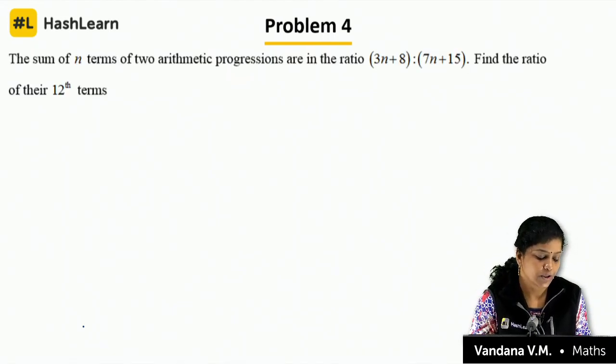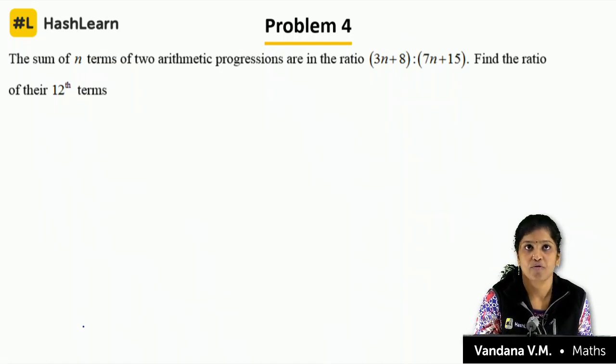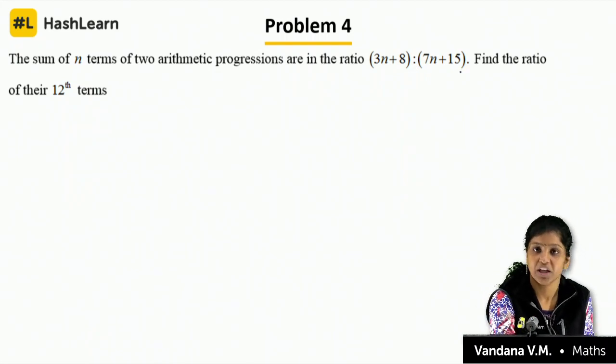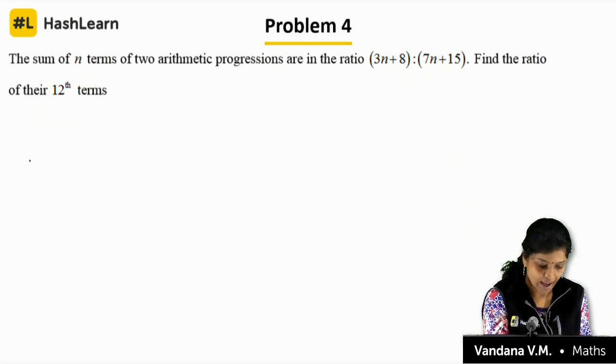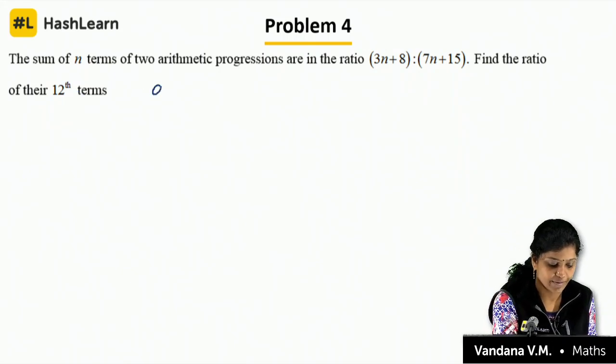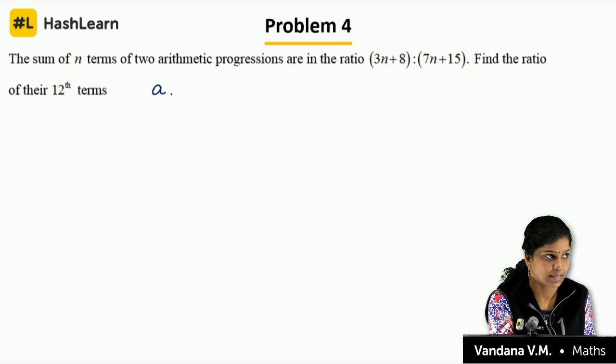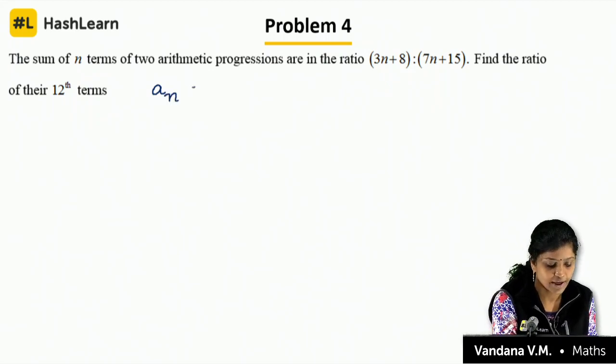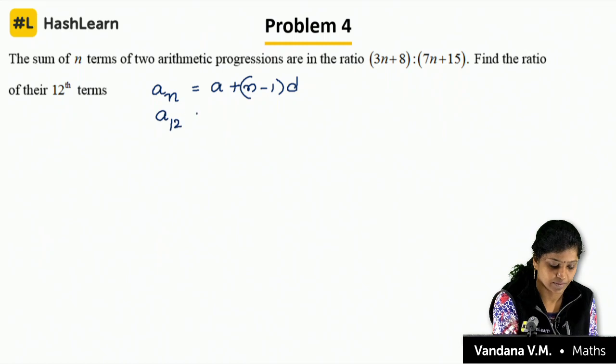The sum of n terms of two arithmetic progressions are in the ratio of 3n plus 8 is to 7n plus 15. Find the ratio of their 12th term. Actually, nth term, Pravalika, you asked what is nth term. Usually, I'll write an as a plus n minus 1 into d. Now, I would like to find out the 12th term.